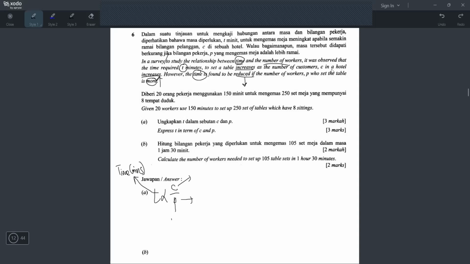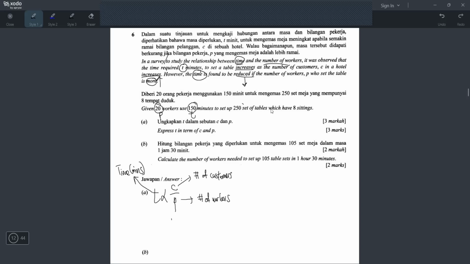C is the number of customers, so I'll just write here number of customers. And then P is also a number, but it's the number of workers. Now it says: given 20 workers. So this is definitely the P value. P is 20. 150 minutes, the unit is minutes, so this is definitely the T.